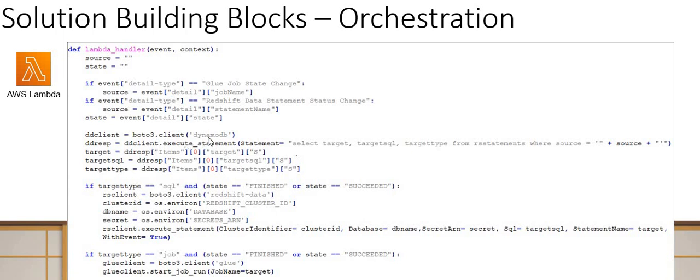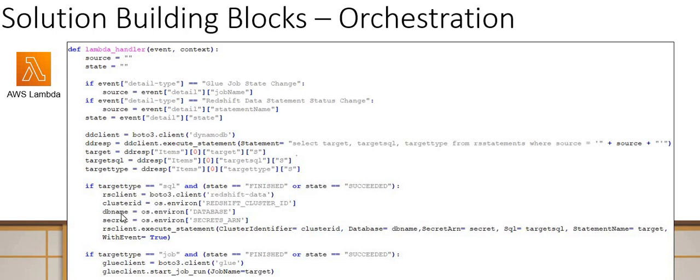Now we create a DynamoDB table, and then we simply make a query to this RS statement table I showed you earlier. And I'm saying that for this source, for this job or this statement, where source is source, tell me the target SQL and target type. So I fetch my target SQL and target type. And this code, by the way, I am providing in the code snippet in the link below, so you can copy-paste from there if you want to make changes to it or make use of it for your own test.